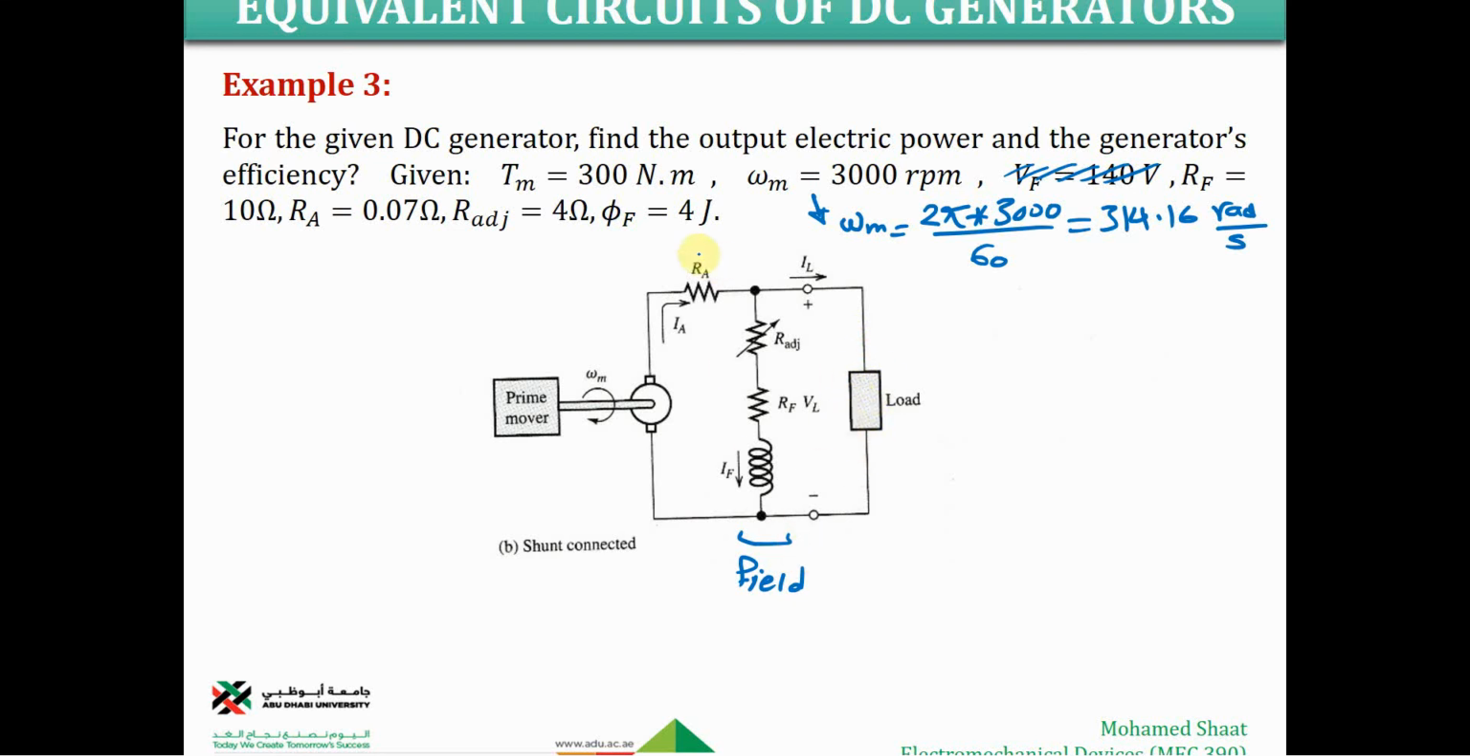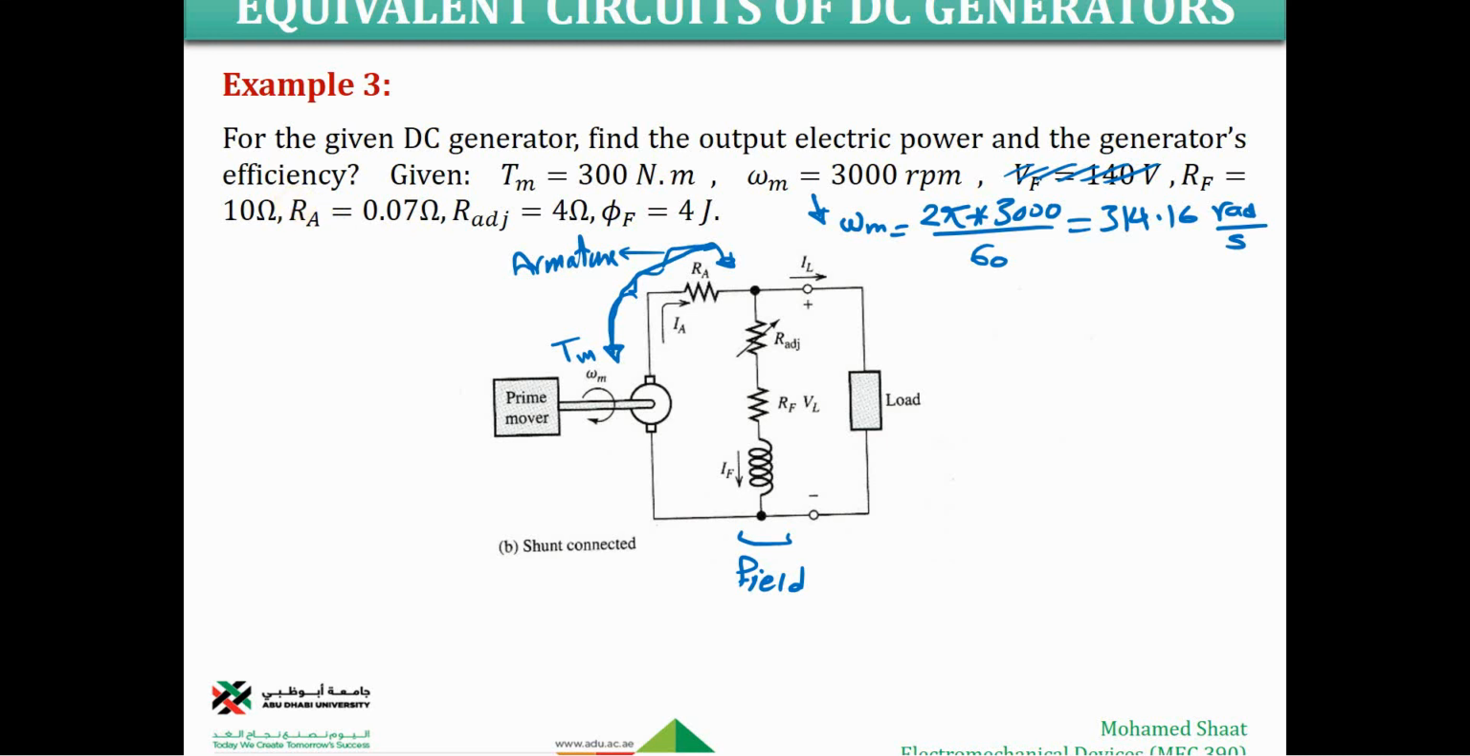So this is the field branch, and this definitely is going to be the armature branch. The armature will include all of these things. This is entirely the armature part, and this branch is gonna be the field branch, and this is the mover that is gonna give Tm in addition to the omega m as already given here, and it is required to calculate the output electric energy plus the efficiency of this DC generator.